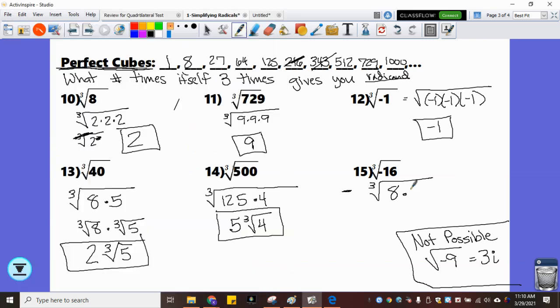2. So 8 times 2 gives me 16. And like I said, I'm just going to ignore the negative and put it at the end. I don't know the cube root of 2, but I do know the cube root of 8 is 2. And that's the cube root you're going to see the most. So that's your answer.